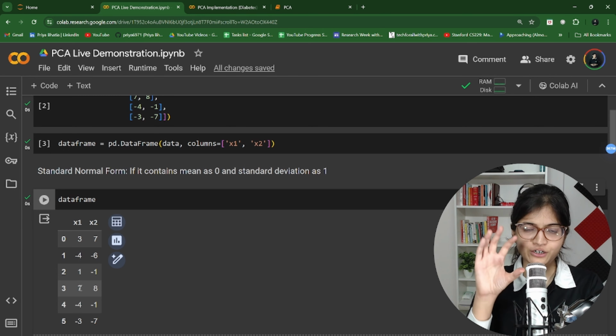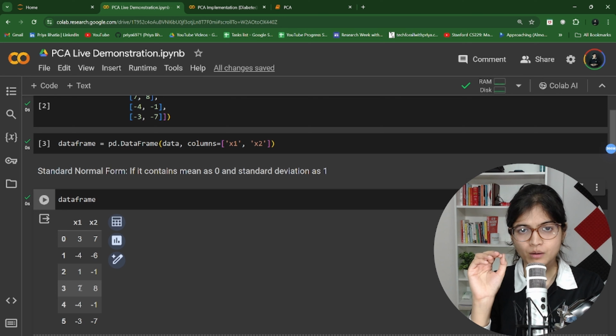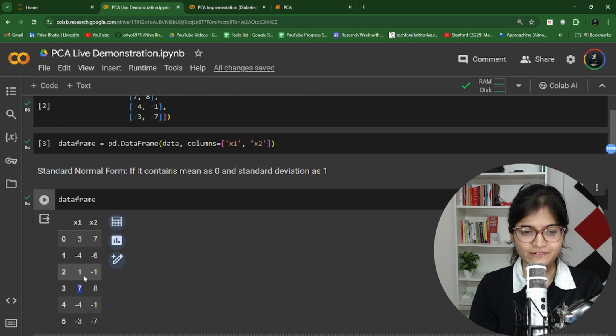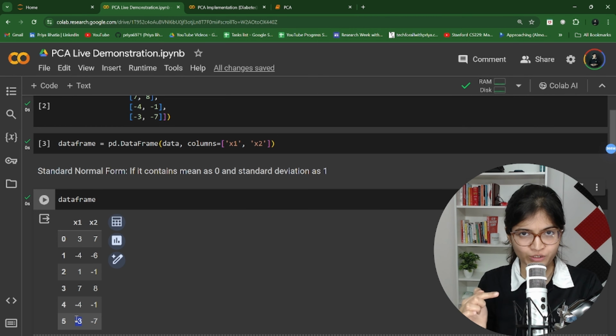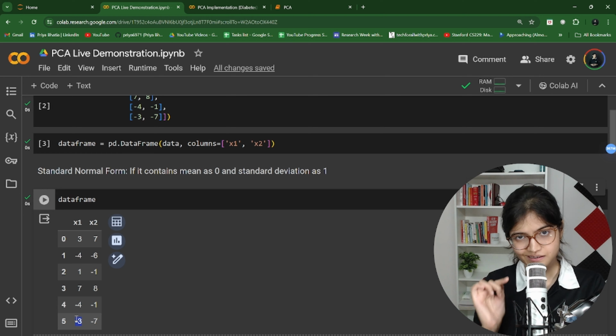So I'll add the numbers which are positive, and then I'll add the numbers which are negative. Here you can see 7 plus 1 is 8, 8 plus 3 is 11. And for the negative numbers, -4, -4, -3, so -8 minus 3 is again -11. So plus 11 and minus 11 cancel out with each other. We get the answer as 0.